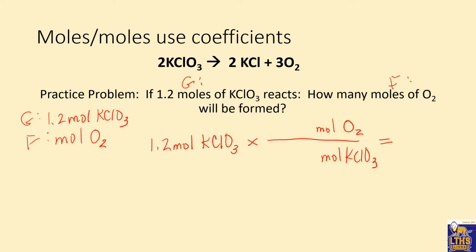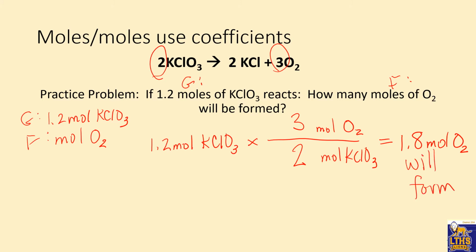Find the coefficients. So what's in front of KClO3? A 2. What's in front of oxygen? A 3. So then we would take 1.2 times 3 divided by 2, and we find out that 1.8 moles of oxygen will form in this reaction. So we're predicting how many tricycles. I mean, it's not tricycles, but we did exactly what we would do with tricycles.